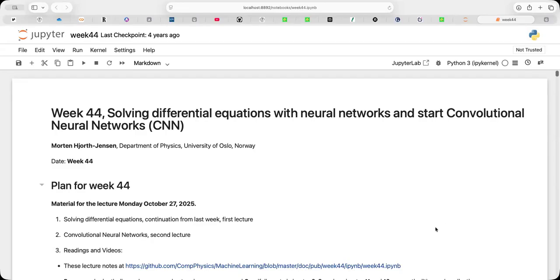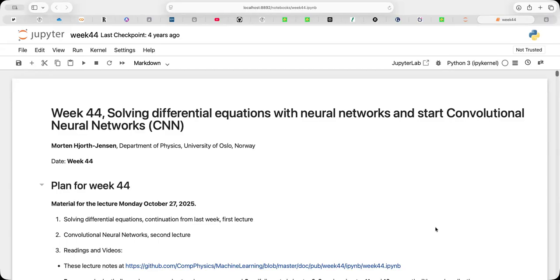Welcome back, everybody. In the beginning of the lecture, I just wanted to give you some basic overview of the layout of what we will do today, and say something about the exercises this week, and also come with some other practicalities.